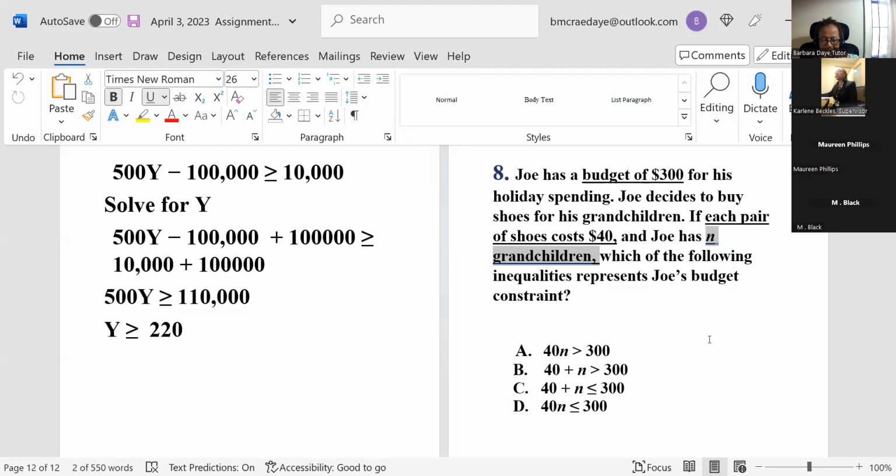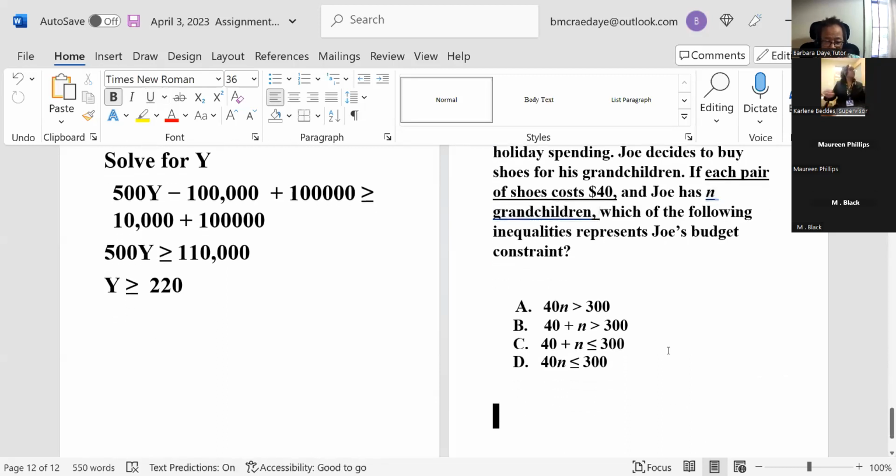He has a budget of 300. So which answer? D, less than or equal. In other words, he can spend up to 300 or he could spend less. So he has a budget of 300: 40 times n, the number of grandchildren, at $40 per pair of shoes, and he's limited to $300. So he can't spend more than that. He can spend less than or equal to that.